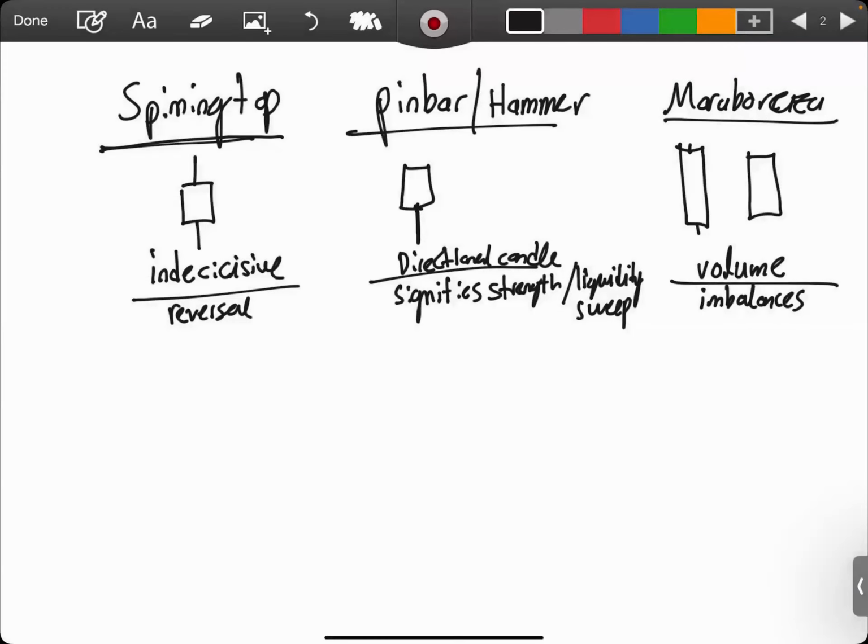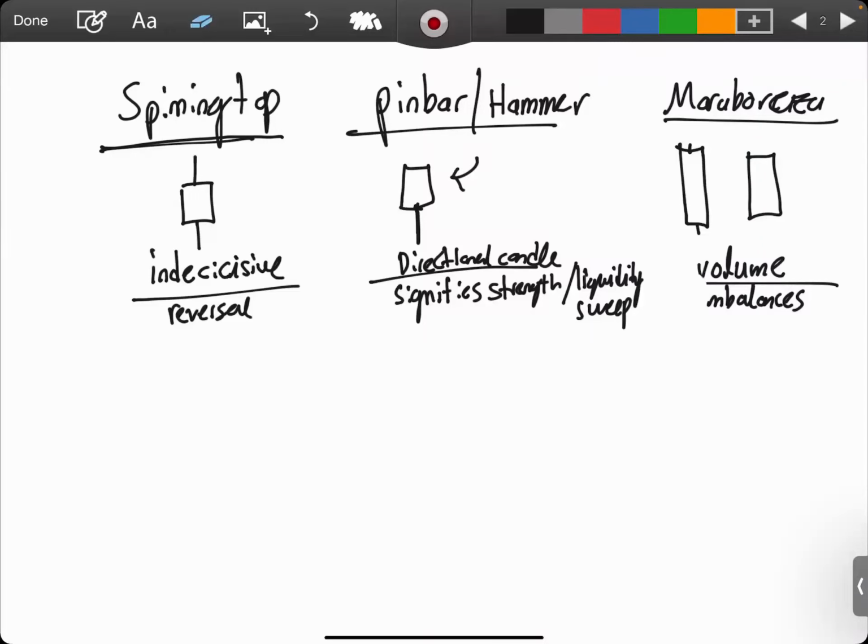But first things first, let's talk about the anatomy of these candles. First, we have our spinning top, which signifies indecision or some type of reversal if used at a strong key level of support, resistance, supply, or demand. We have our pin bar or hammer, which is our directional candlestick. These are often recognized as strength. It shows us strength within the body, right?